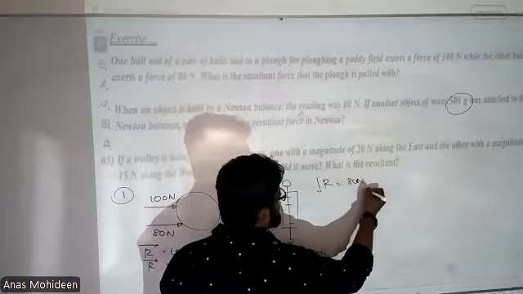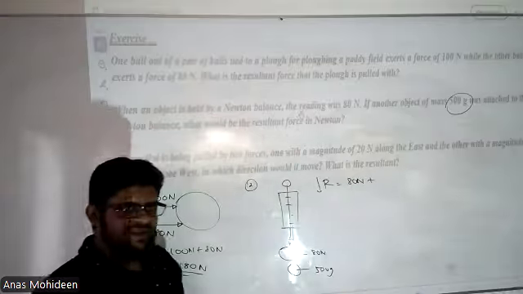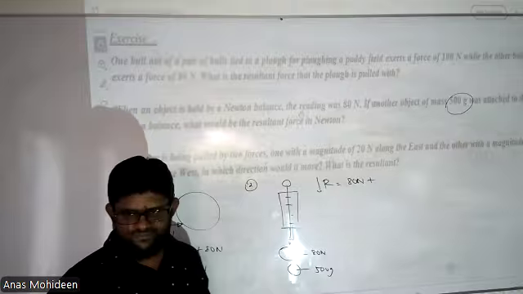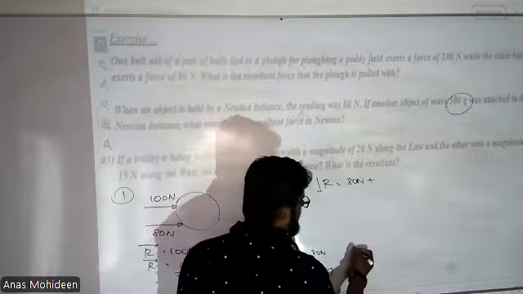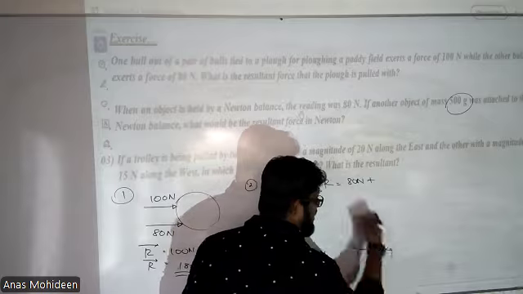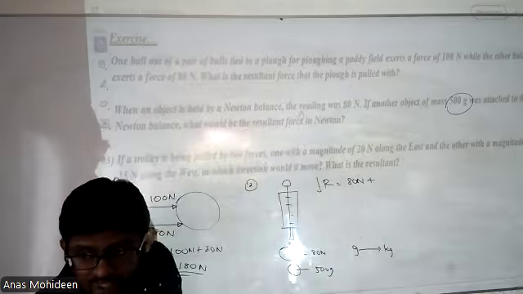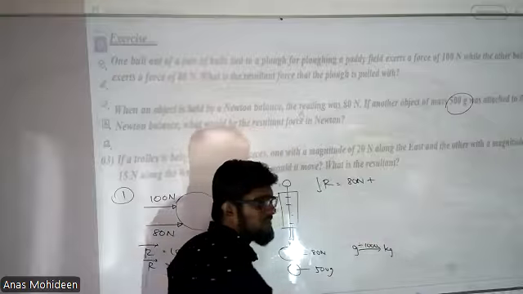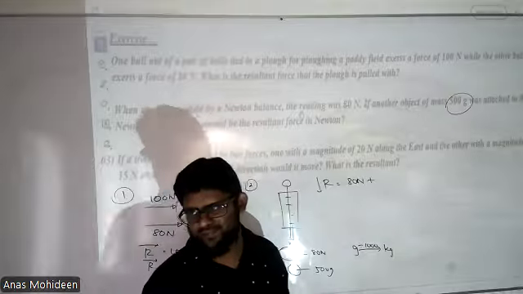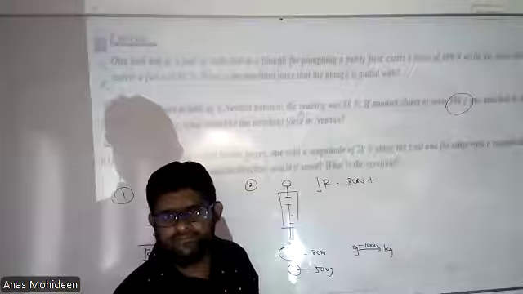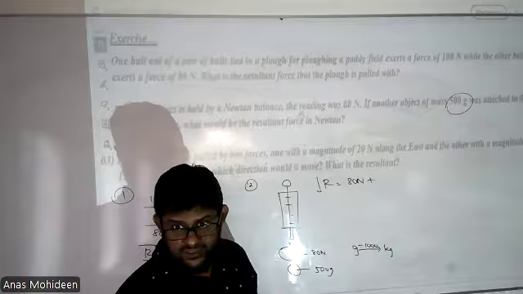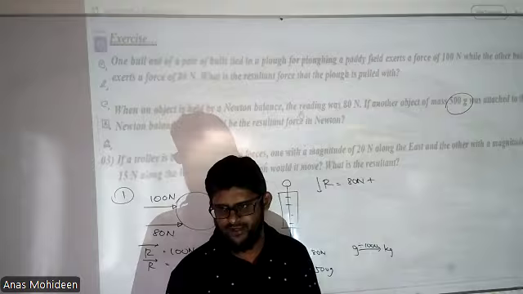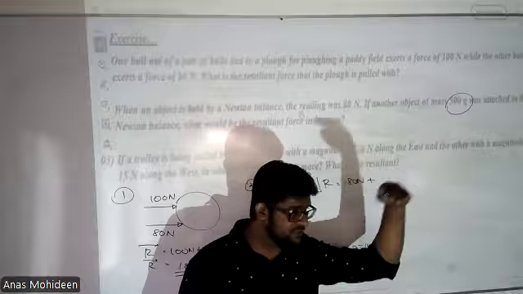So 80 Newton plus the other, both in one direction. With Newton, you can't have the grams. You have to convert the grams into Newton. How do you convert the grams into Newton? Grams you have to convert into kilograms first. How do you convert grams into kilograms? Dividing by 1000, because 1000 grams equal 1 kilogram. Okay? So you divide by 1000.